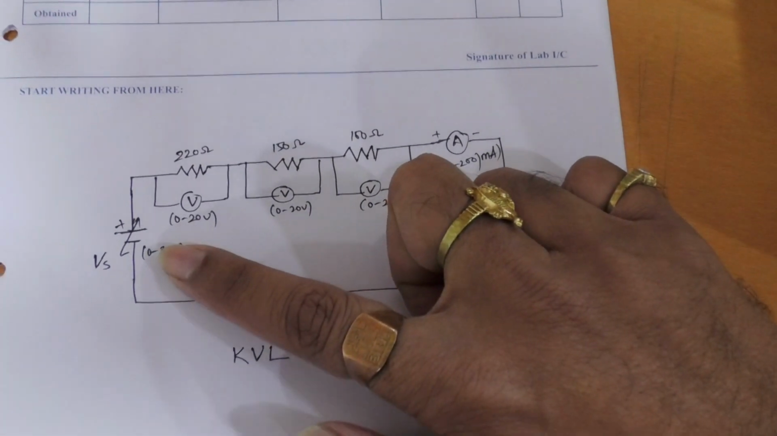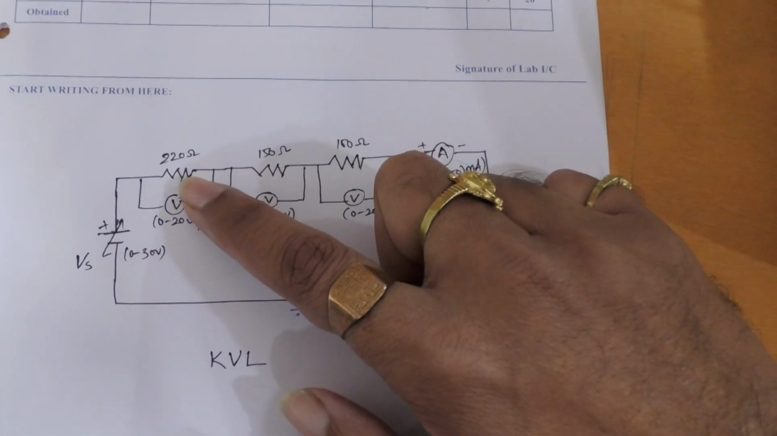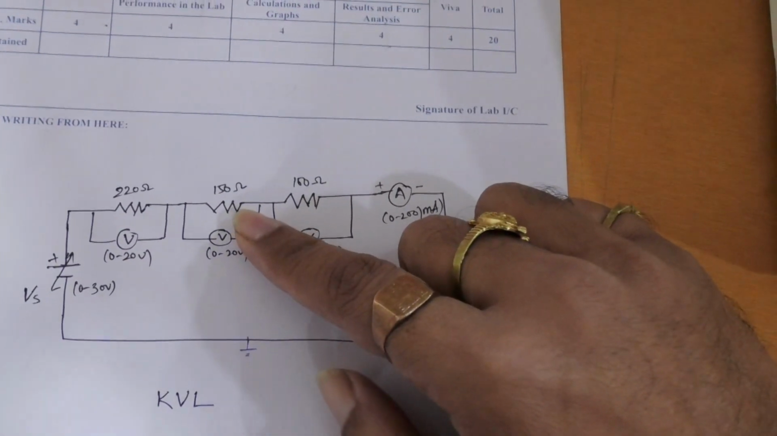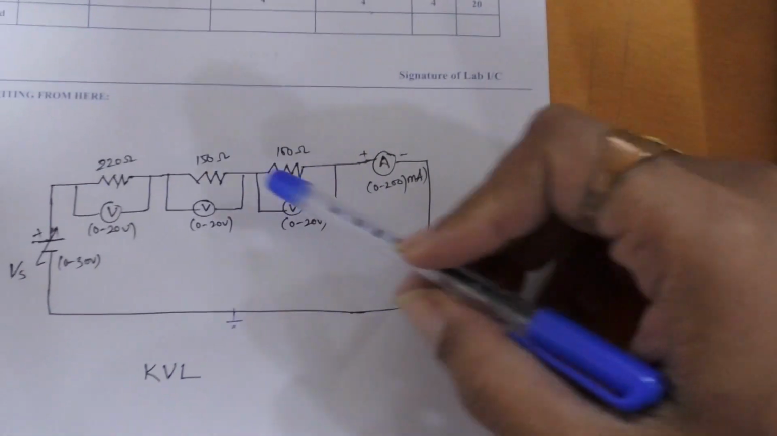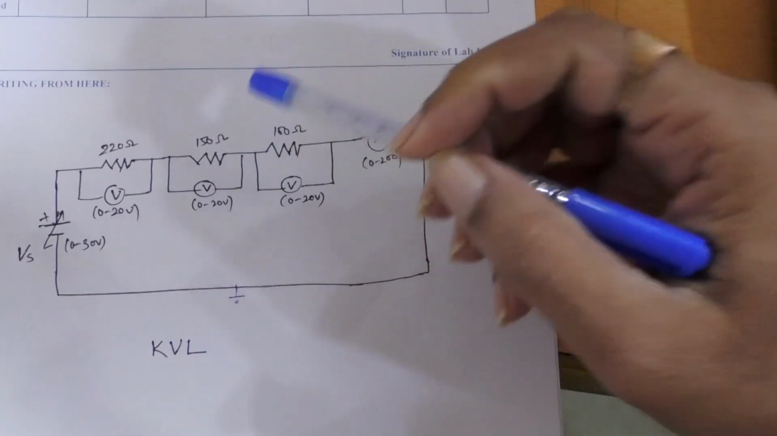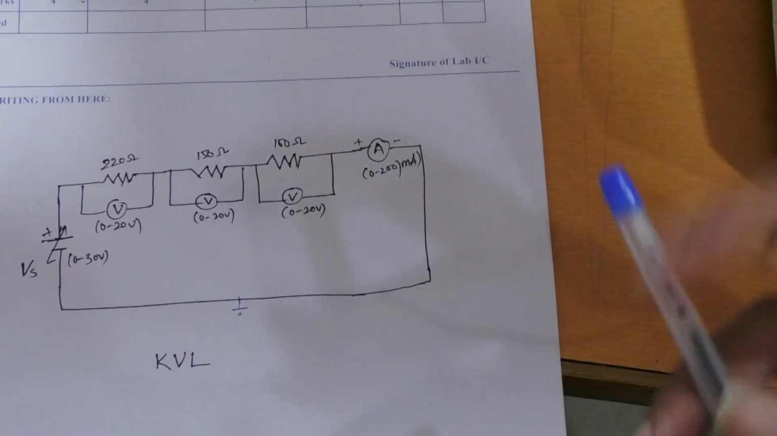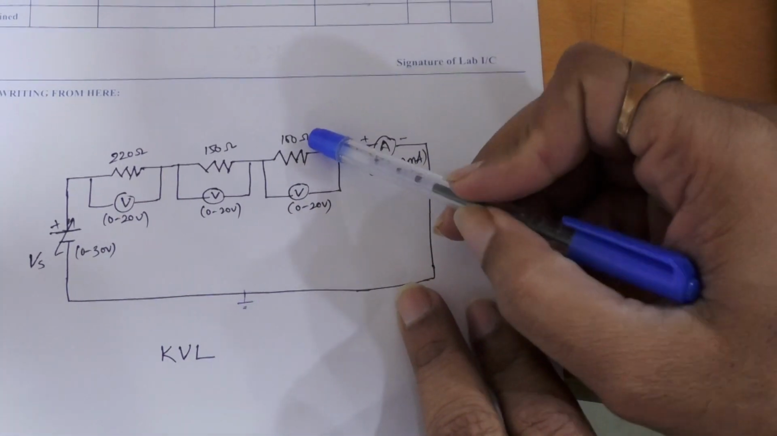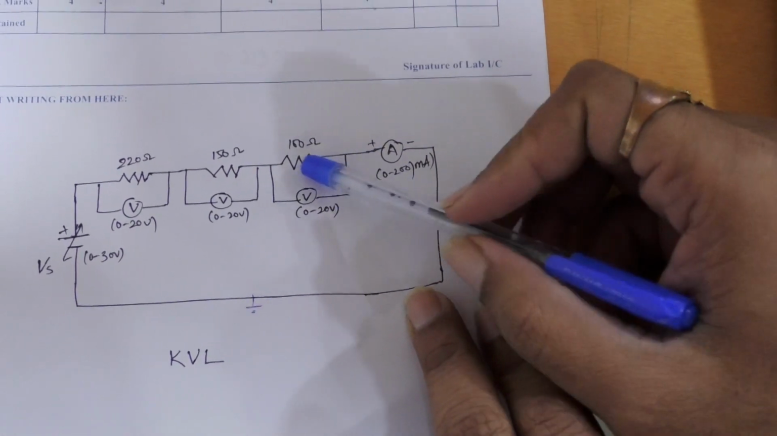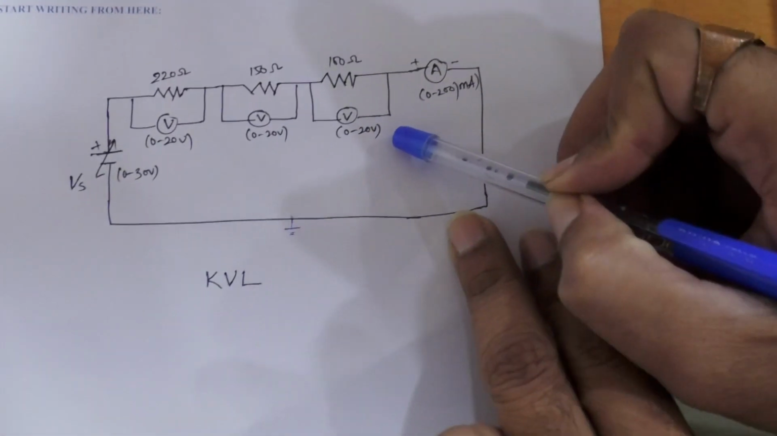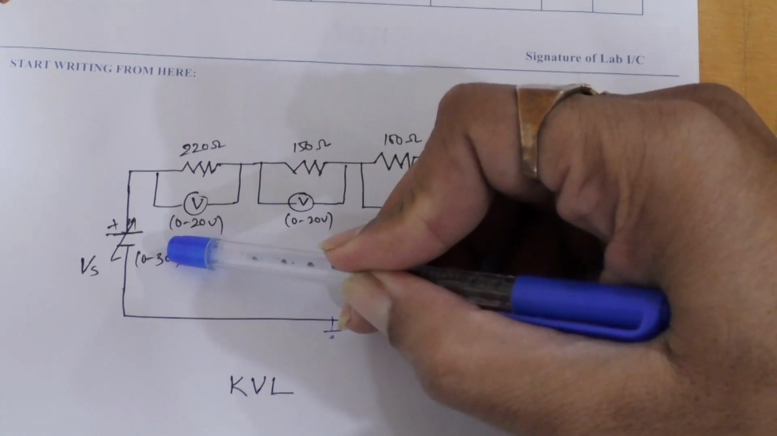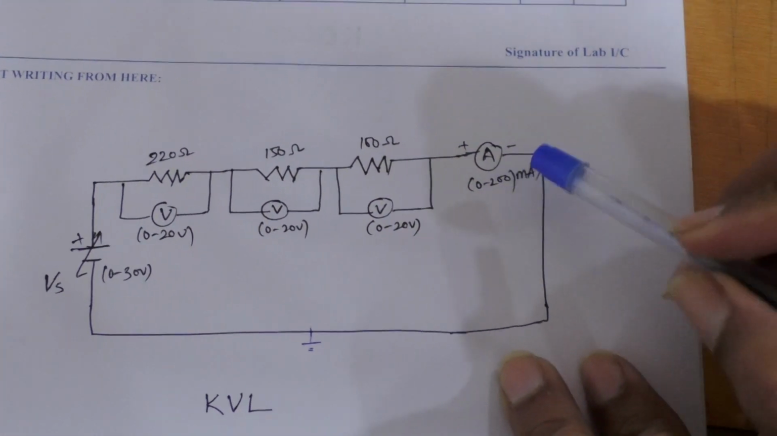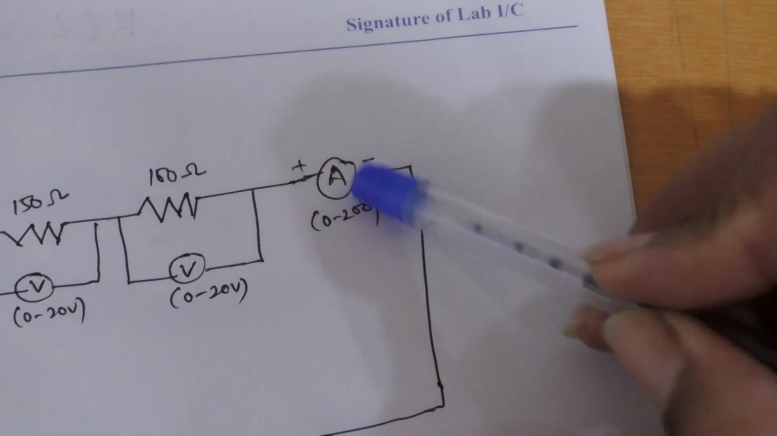Here is the supply. Here is the 220 ohm resistor, the 150 ohm resistor and the 100 ohm resistor. To measure the voltage across these resistors, we have connected them to voltmeters. We have taken 3 voltmeters, and we are giving the supply with the RPS. To measure the current, we have taken another ammeter.